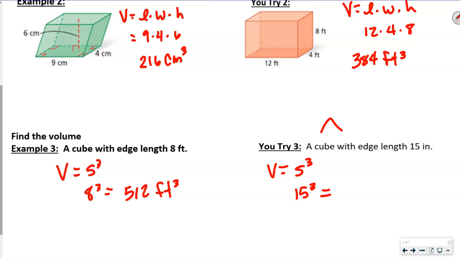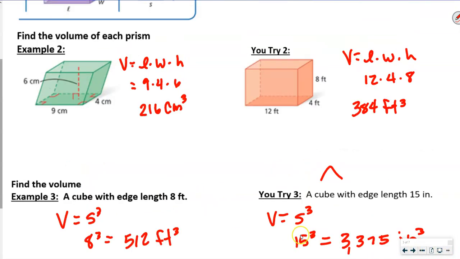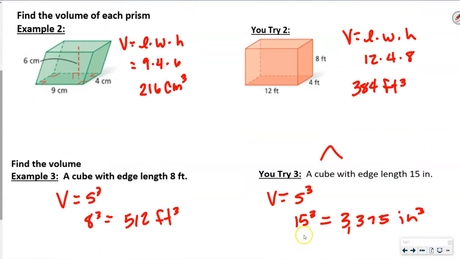So when you do that, you get 3,375. And again, this is inches cubed. So that is prisms, guys. And when we're talking about prisms, we're either talking about cubes or rectangular prisms, right?